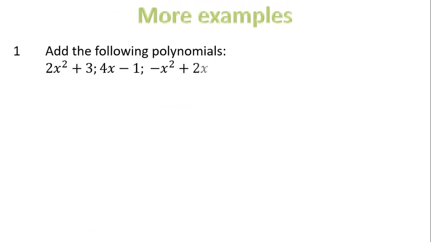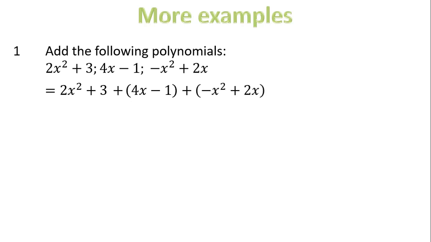For this video, we're just going to do two examples. Let's look at the first one. Add the following polynomials: 2x squared plus 3, then 4x minus 1, and then minus x squared plus 2x. What we want to do is add all three of those together. In other words, 2x squared plus 3 plus 4x minus 1 plus minus x squared plus 2x.